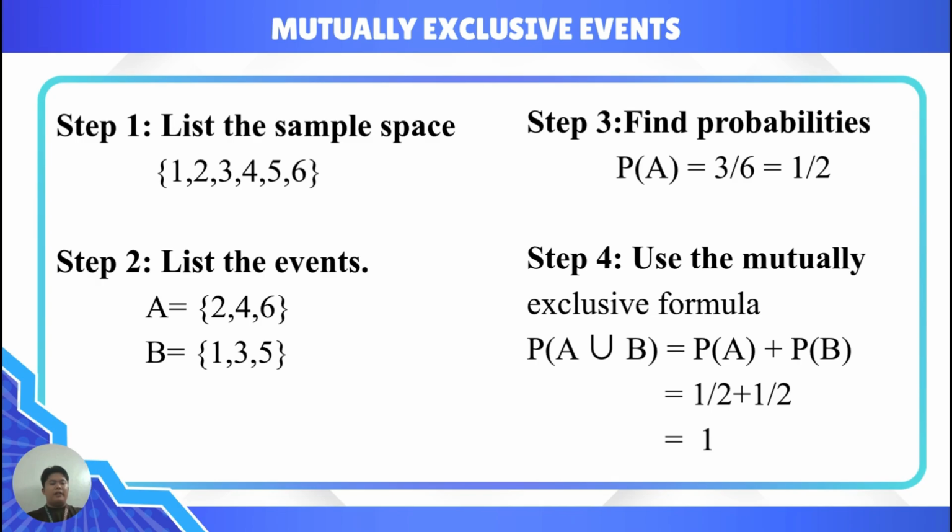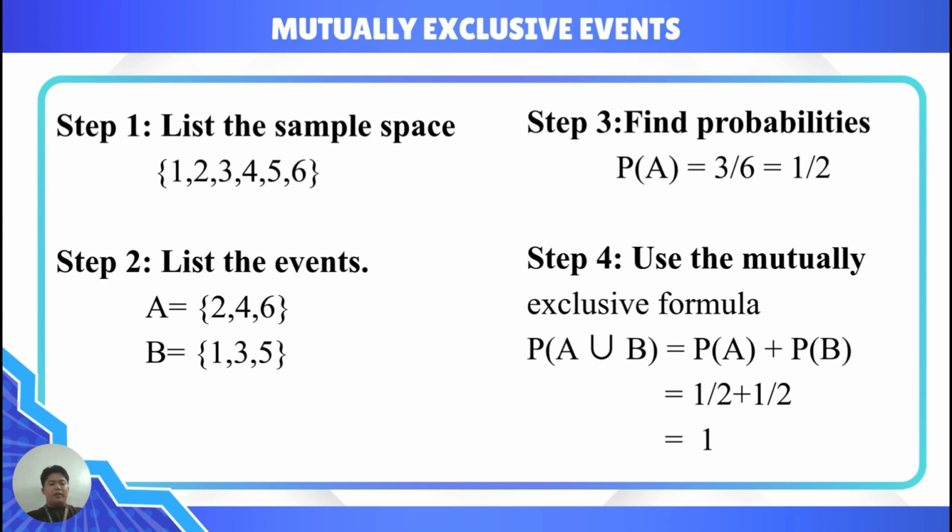We know that sample space is the list of possible outcomes. So in rolling a die, we have 6 sample space: 1, 2, 3, 4, 5, and 6. The next step is to list the events. In event A, we need to find the probability of getting an even number. Among the 6 sample space, the outcomes of getting an even number are 2, 4, and 6.